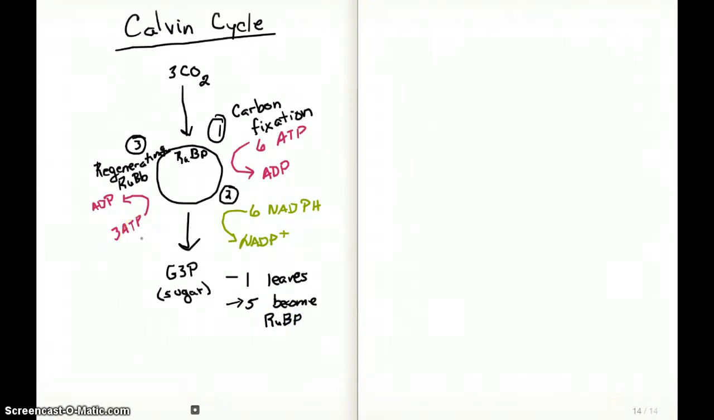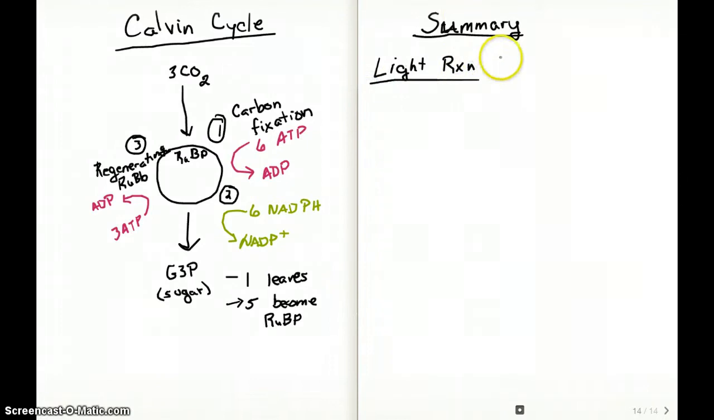Okay. And that is all. There's a summary up here. That is all photosynthesis is. Right? You should pay attention to what comes in, what comes out, where this happens, where it doesn't happen. So if we go back to our light reactions and make a summary of them, we know that the light reactions occur in the thylakoid.